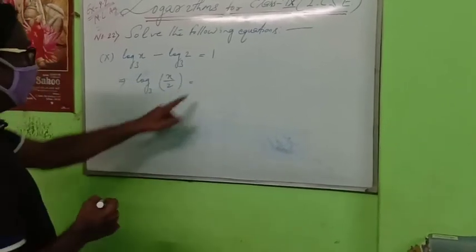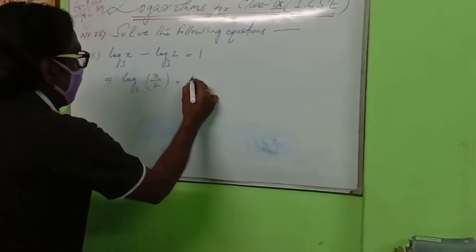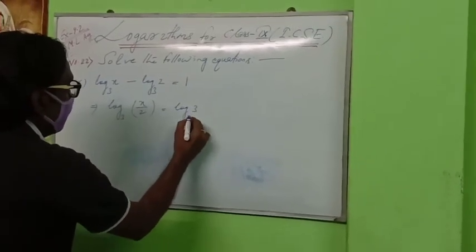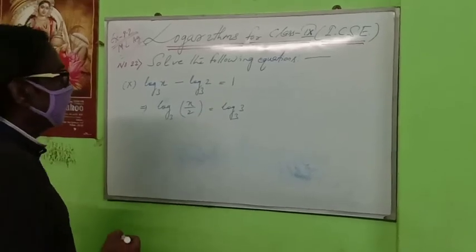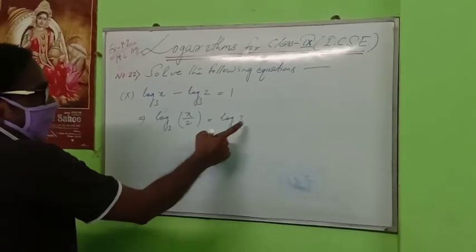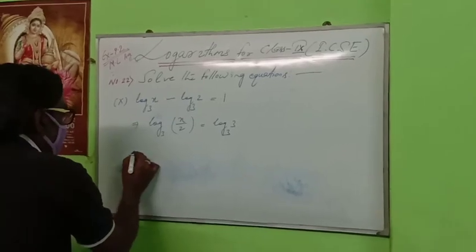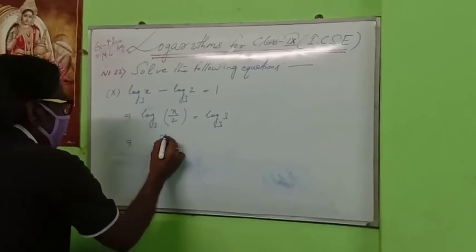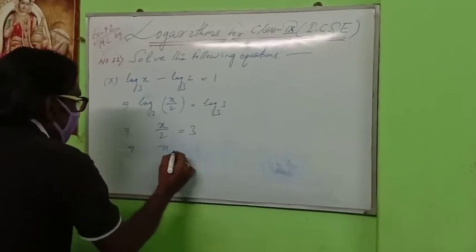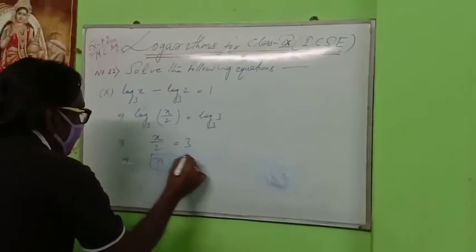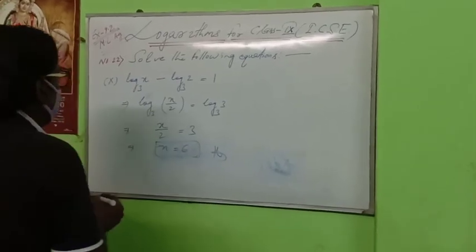And here 1 means I have to write log 3 base 3. If both are same, log 3 base 3 is 1. Okay, because we need base 3, therefore I am writing log 3 base 3. Now comparing both sides and taking antilog, x by 2 is equal to 3. Therefore x is equal to how much? 2 into 3 is 6. This is the answer of the last part, that is 10th part.